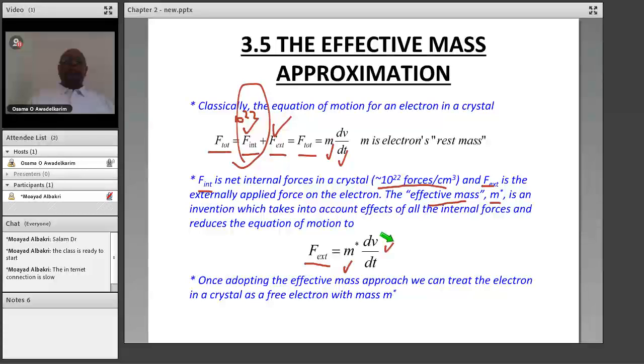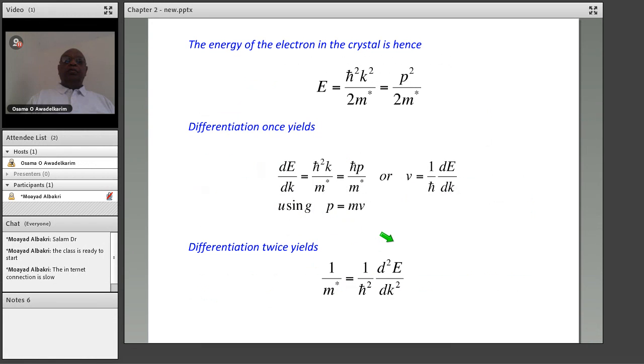So how can we use classical mechanics? We have somehow to ignore these internal forces, but we cannot ignore them. So what can we do? We have to work with the mass, the effective mass, that takes care of all these effects. Okay? Let me bring that to your perception with an example.